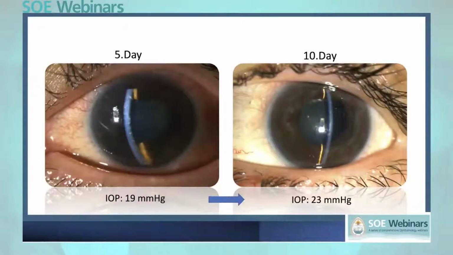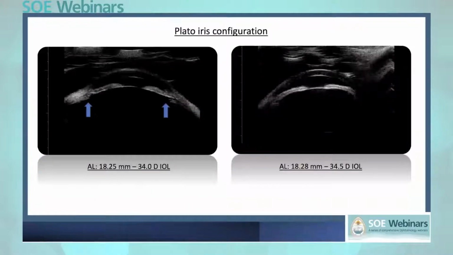And here you see the patient's follow-up. On the 5th day, IOP was 19 millimeters of mercury, and on the 10th day, IOP tended to rise again. It was 23 millimeters of mercury. After the LPI, as you see here in these UBM images, the iris configuration is more clear. Here, AC is still shallow, and other than that, axial length was 18 millimeters.